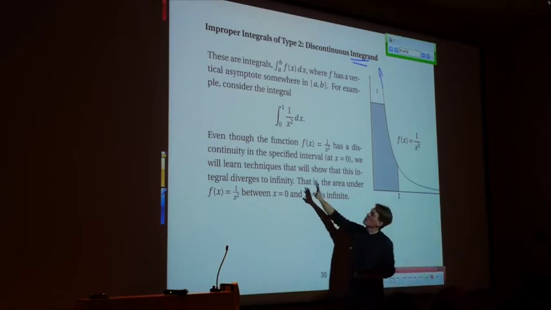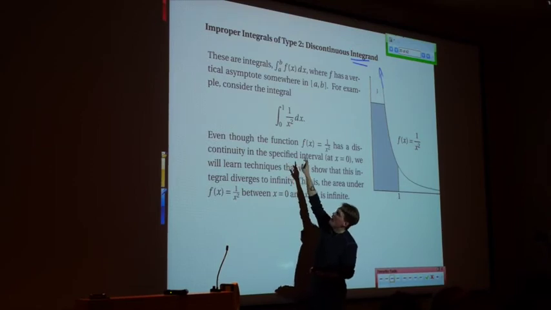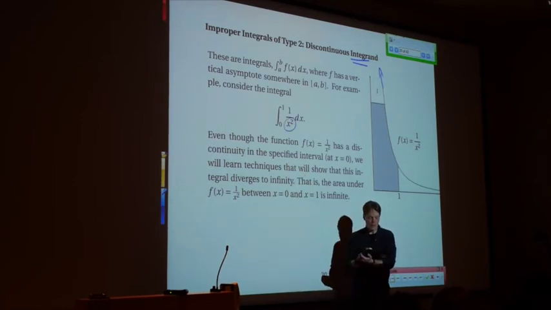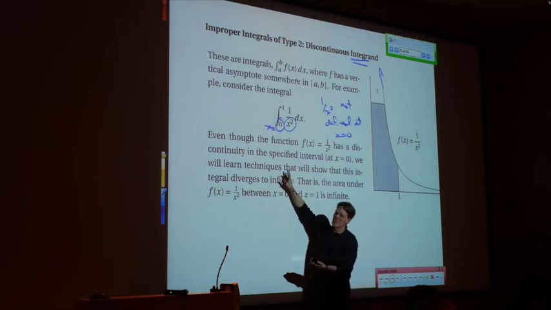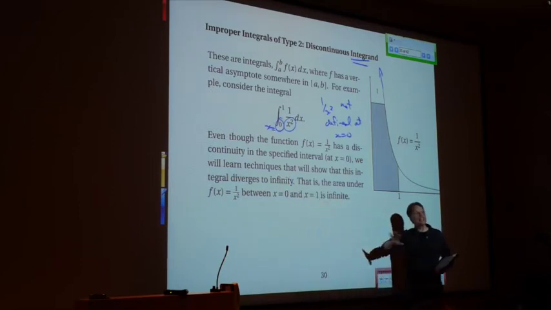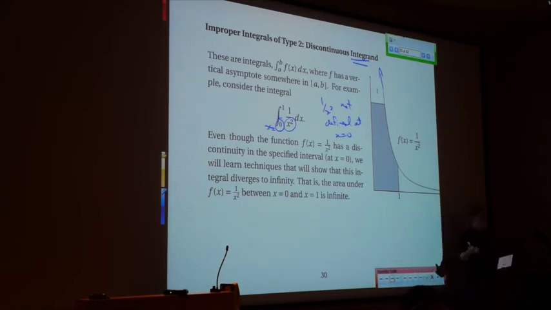Here's a classic example. The integral from 0 to 1 of 1 over x squared. Note that 1 over x squared is not defined at x equals 0. So that x equals 0 in the bottom end of our integration interval is going to cause a problem. There's something improper about it. So this would be another type of improper integral.